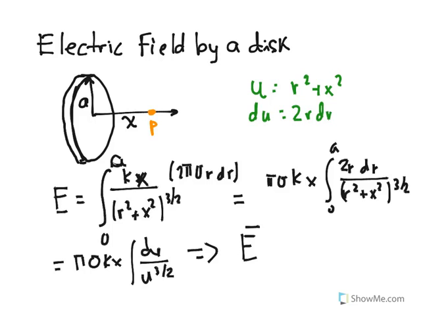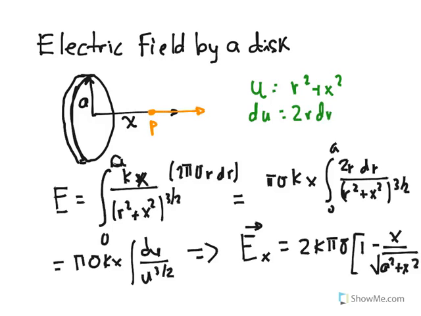The electric field, which is only given in x due to symmetry, is going to be equal to 2 k pi sigma times 1 minus x over the square root of a squared plus x squared. This is the electric field from a disk. You can perform the integral by yourself or finish the integral and you will get this result.